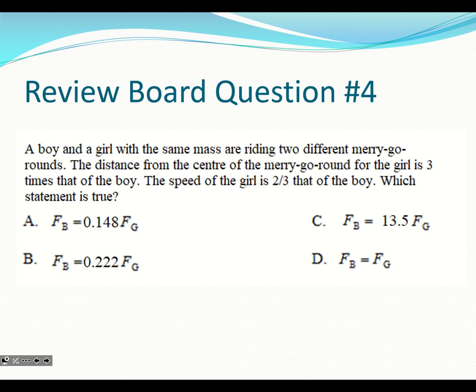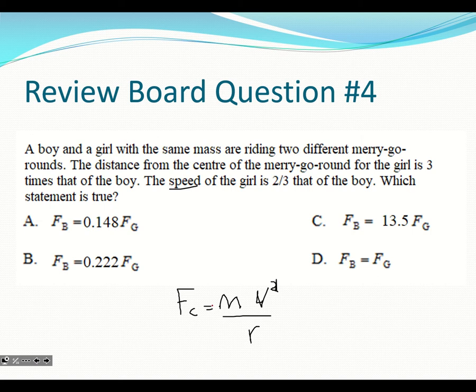A boy and a girl have the same mass and are riding 2 different merry-go-rounds. The distance from the center of the merry-go-round for the girl is 3 times that of the boy, and the speed of the girl is 2/3 that of the boy. So we're talking about forces here. So Fc, and they're talking about speeds and distances. So we're going to use m v squared over r.